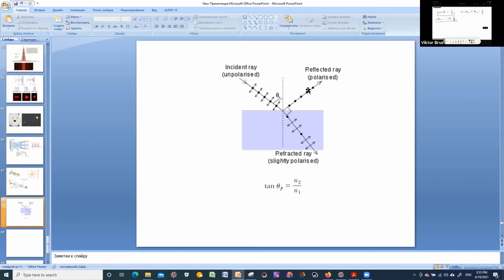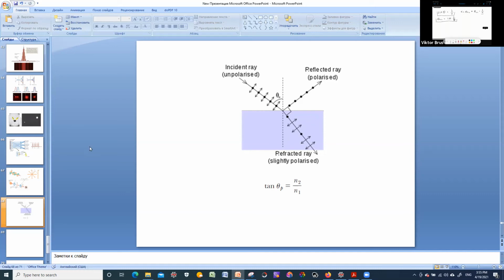Then it's useful to use polarized filters, and they can significantly reduce the intensity of this reflection from the water surface, because part of this light will be polarized in the same direction. And then it's possible to see deeper in the water and what is going on there without overexposing the detector of the camera.